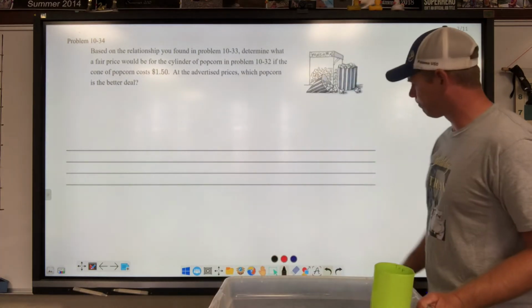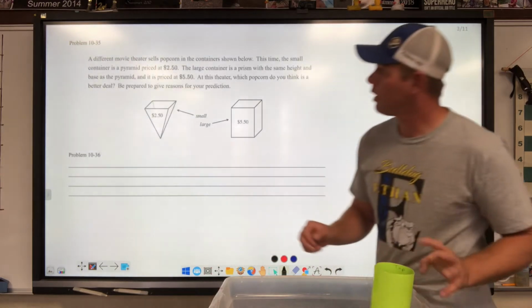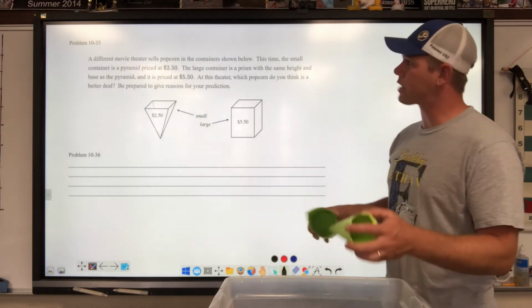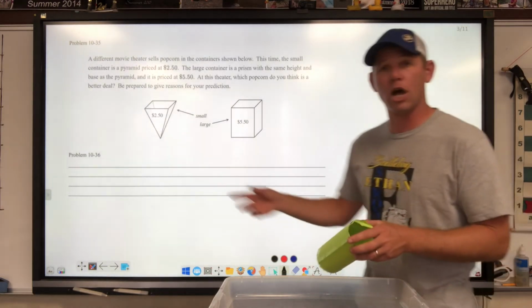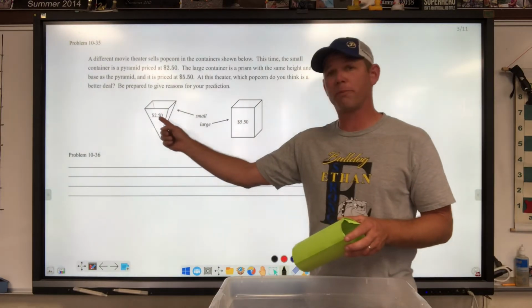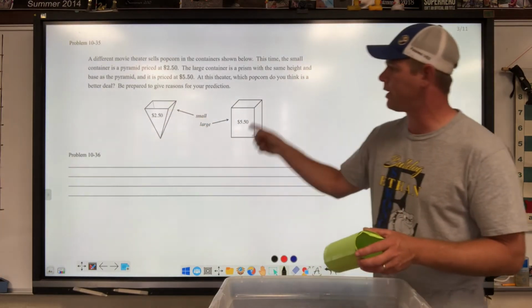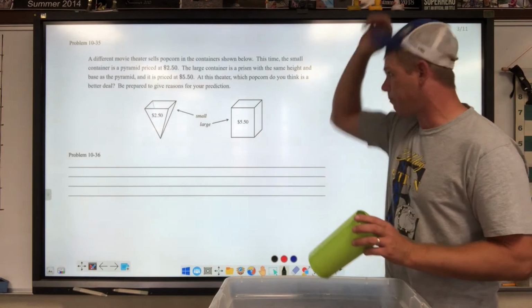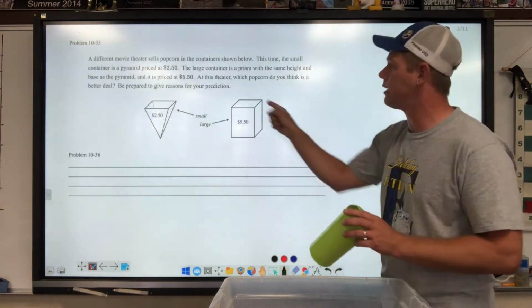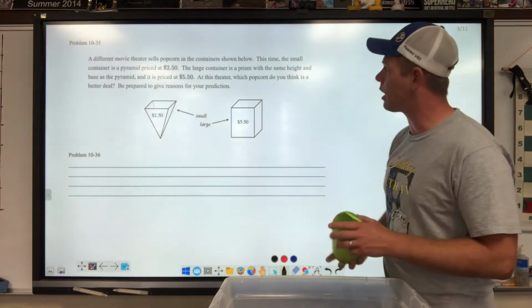Speaking of popcorn, a different movie theater sells popcorn in the container shown below. Notice we have a rectangular pyramid, or excuse me, a square pyramid and a square prism. Not a cube. Square is the base, prism is the shape.